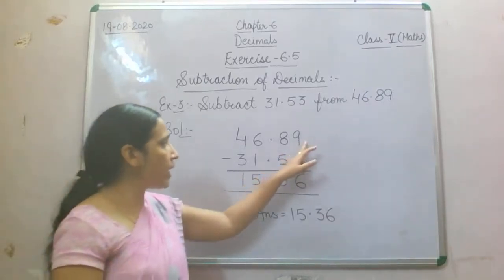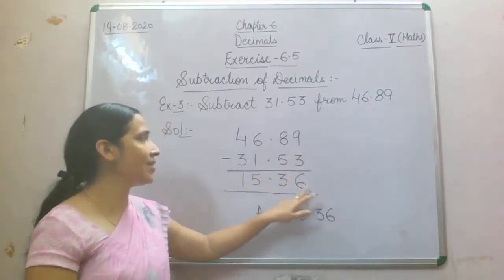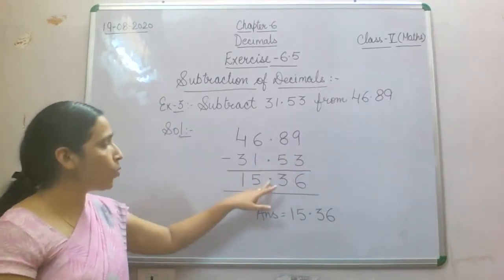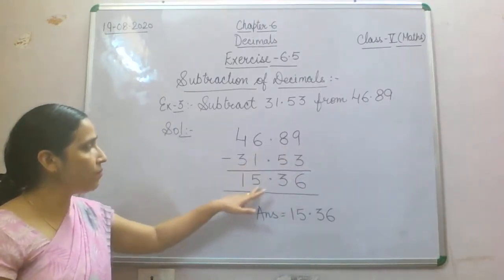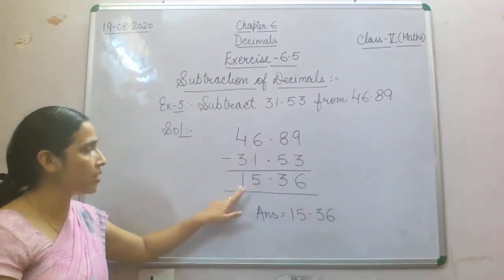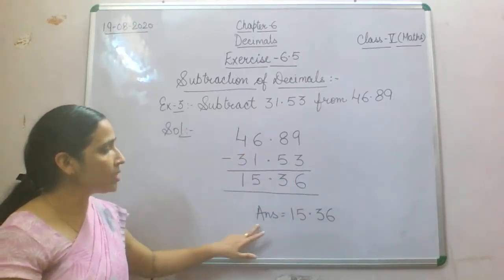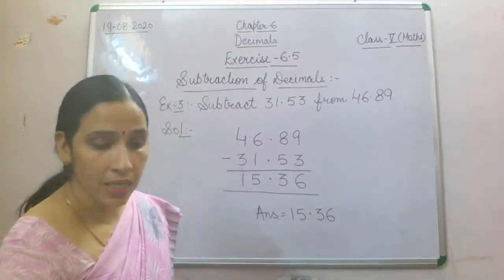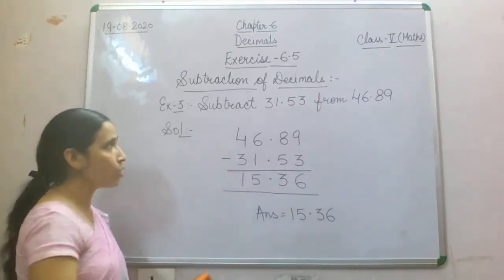9 minus 3, what do you get? 6. 8 minus 5, you get 3. Then you write the point. 6 minus 1, you get 5, and 4 minus 3 you get 1. So what is the answer? 15.36. So this is the way to do the subtraction.